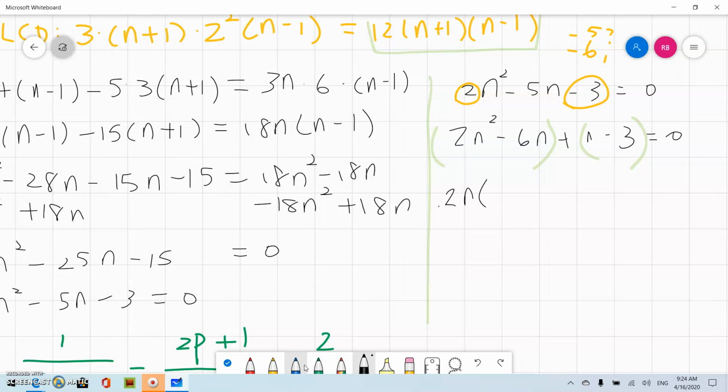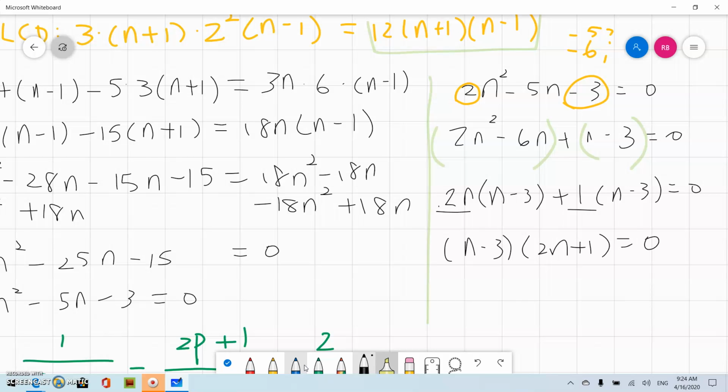And then you find the greatest common factor. And this one would be 1. And again, you factor out the common thing, which is n minus 3. Then I have 2n plus 1 left. We're not done because we need to set this equal to 0 and this equal to 0. So n minus 3 is equal to 0 when n is equal to 3. And 2n plus 1 is equal to 0 when 2n is equal to negative 1. So then n is negative 1/2.